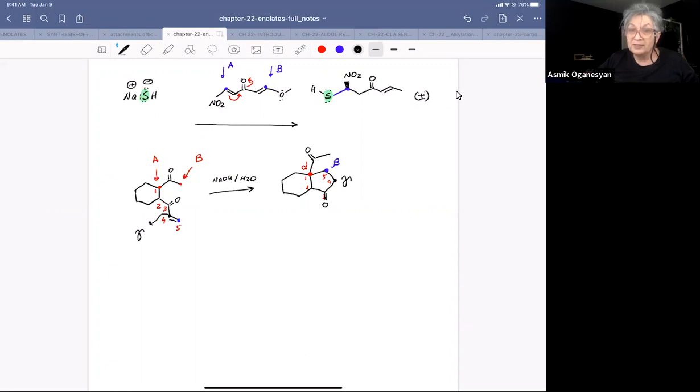So now let's see if we can predict the starting materials of the reaction given the product.